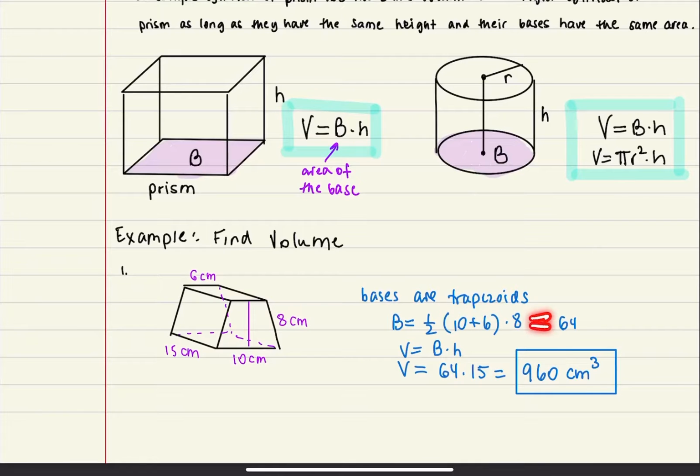So here, the area of one of those trapezoids is 64. And to find the volume of this trapezoidal prism, we're going to just take 64 and multiply by the height, which in this case, since it's laying on its side, is this length 15. The volume of this prism is 960 cubic centimeters. Remember that volume is always calculated in cubic units since we have 3 dimensions being multiplied by each other.